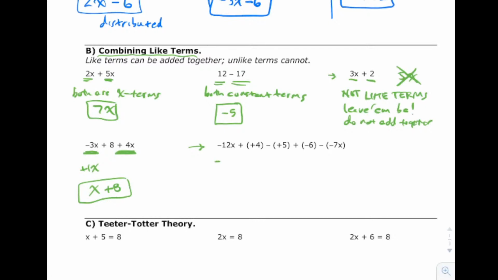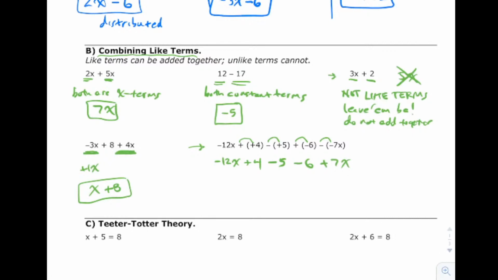So this is a negative 12x. That's normal. That's fine. Plus a plus, really that just means plus 4. That's all it means. Plus a plus. If you add a positive number, you're adding. Minus a plus, that's the same as subtracting 5. Adding a negative, that's the same as subtracting 6. And then subtracting a negative is the same thing as adding a 7x.